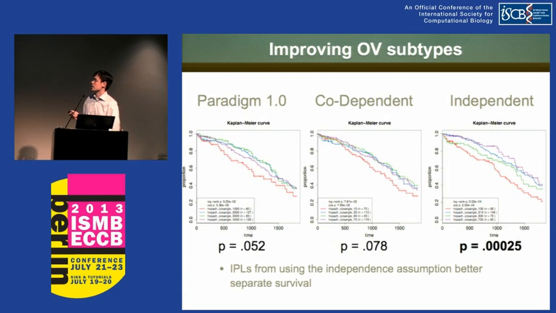So here are those results, and we find that our independent regulation model is able to significantly separate the groups of patients based on survival, while our original paradigm and our other model aren't able to achieve significant separation. So that gives us a good idea that we're improving how useful our IPL predictions are.